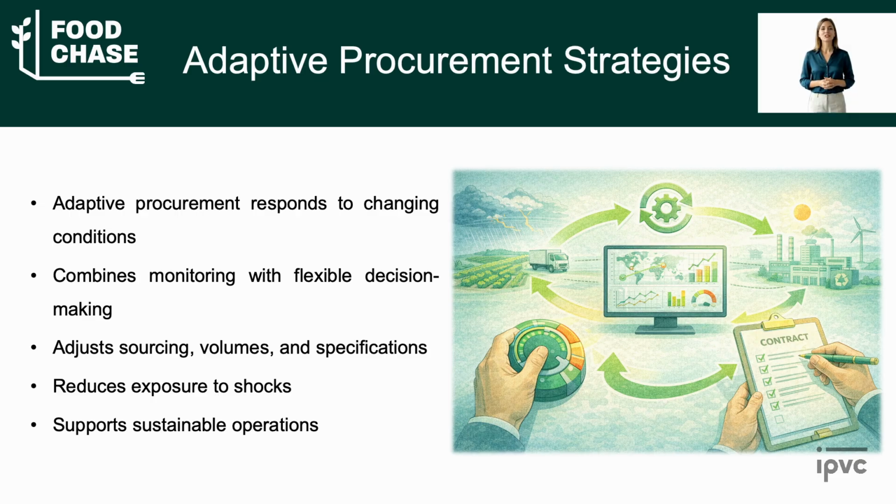Adaptive procurement strategies rely on continuous monitoring and flexibility. By adjusting sourcing locations, volumes, or specifications in response to new information, companies reduce exposure to shocks and support more sustainable, waste-efficient operations.